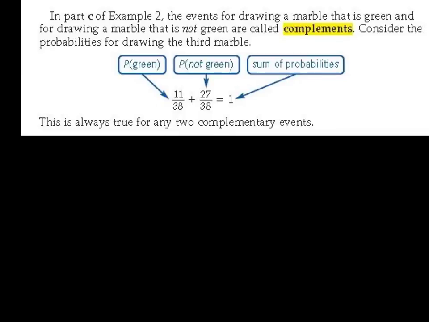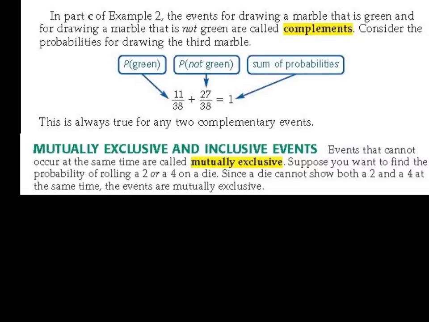For part C of example 2 printed in the book, the events for drawing a marble that is green and for drawing a marble that is not green are called complements. Consider the probabilities for drawing the third marble in their example. So the probability of green was 11 out of 38. Probability of not green would be 38 minus 11, or 27 out of 38. When you add them together, 11 plus 27 is 38 out of 38, which is 1. This is always true for any two complementary events.